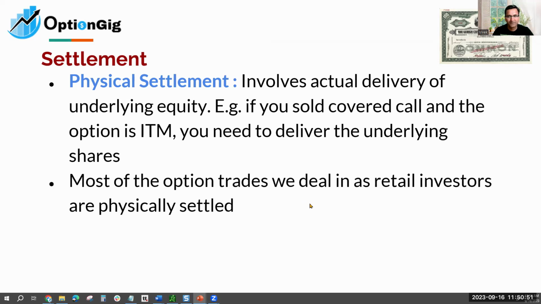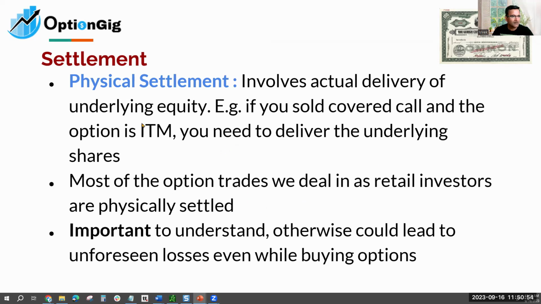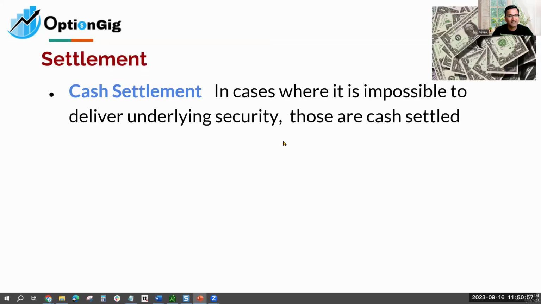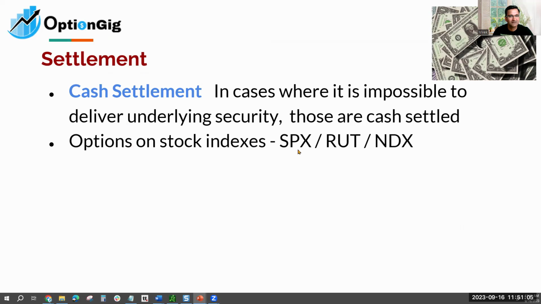The other one is called cash settlement, in which you can't deliver the underlying security. For example, if you're trading indexes, you can't buy the index. There are no shares on those indexes. You have SPY, which is an ETF, and you can buy SPY, but you can't deliver SPX or RUT or NDX. These are option stock indices.